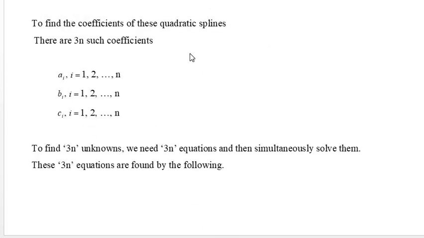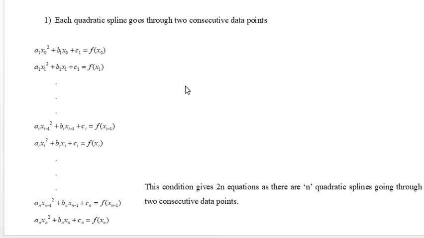To find the coefficients of these quadratic splines, consider the 3n coefficients: ai, i ranging from 1 to n, bi, i ranging from 1 to n, ci, i ranging from 1 to n. So to find 3n unknowns, we need 3n equations and solve them simultaneously. To obtain the 3n equations, consider the following cases.